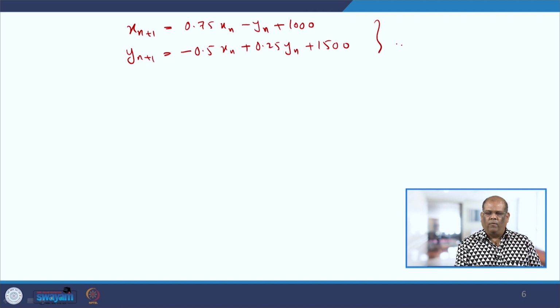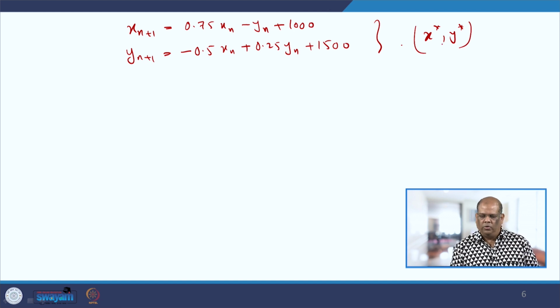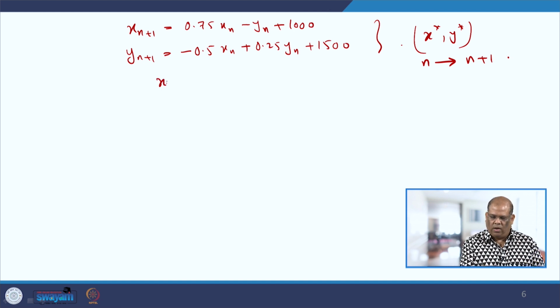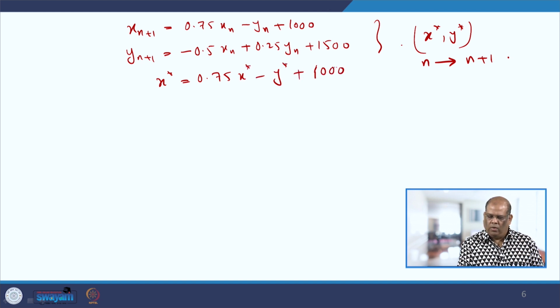So, you do not have to convert this into a homogeneous linear difference equation. We have already proved that whatever is true for a linear homogeneous system is also true for a linear non-homogeneous system. So, we just state that (x star, y star) be the equilibrium solution, and since there is no change from n to n plus 1 by the definition of equilibrium solution, we replace x n plus 1 by x star and x n also by x star, and the same is true for y n also.